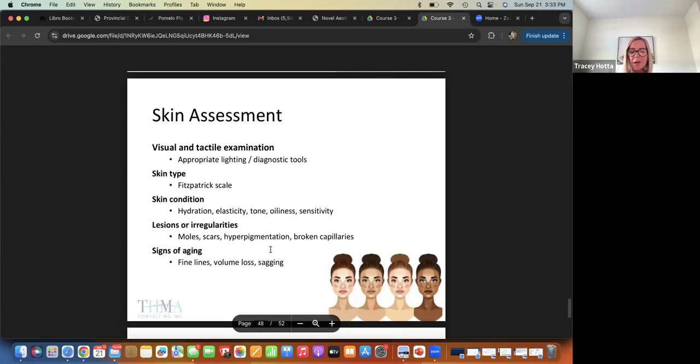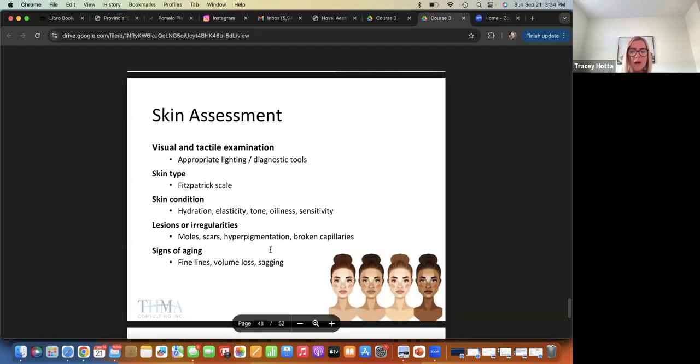What skin type are they? So we talked about this a few minutes ago on the Fitzpatrick scale. Are they a 1, 2, 3, 4, 5? Some people with higher Fitzpatrick skin scales cannot have certain treatments done, particularly certain lasers. So very important to know your Fitzpatrick scale.